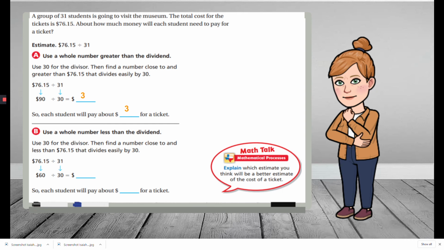Okay, and then B, use a whole number less than the dividend. Use 30 for the divisor still, then find a number close to but less than $76.15 that divides easily by 30. So 60 is close to $76.15, and we're going to use 30 as the divisor again to give us 2. 60 divided by 30 is 2. So each student will pay about $2 for the ticket.